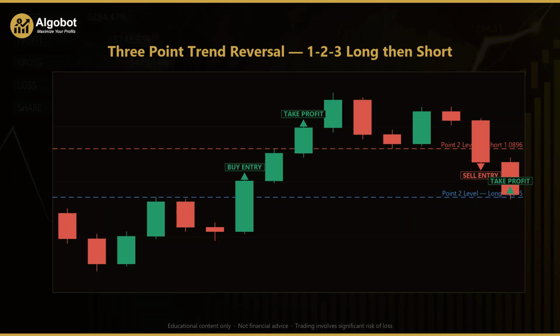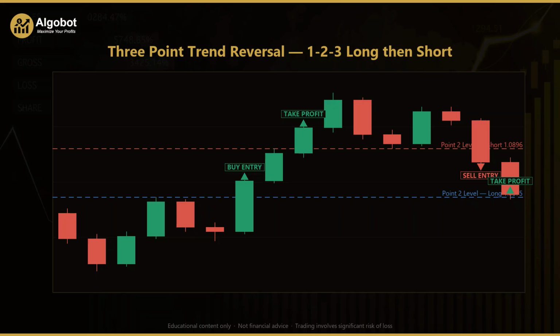The sell entry marker appears on the chart. The stop is placed just above point 3, and the take profit sits 1.8 times the risk below the entry. Price obliges, sliding lower into the final candle, where it reaches the short take profit target.